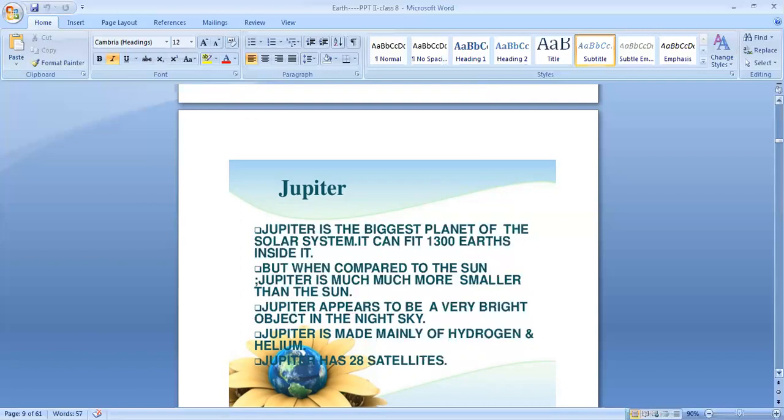Jupiter appears to be a very bright object in the night sky. It's made up of hydrogen gas and helium gas. Jupiter has 79 moons. Because we are finding, this number keeps changing. Every day we are finding new moons. Recently in 2018 we found 12 moons also. Now the total number is 79 moons. Clear? So now Jupiter has 79 moons.